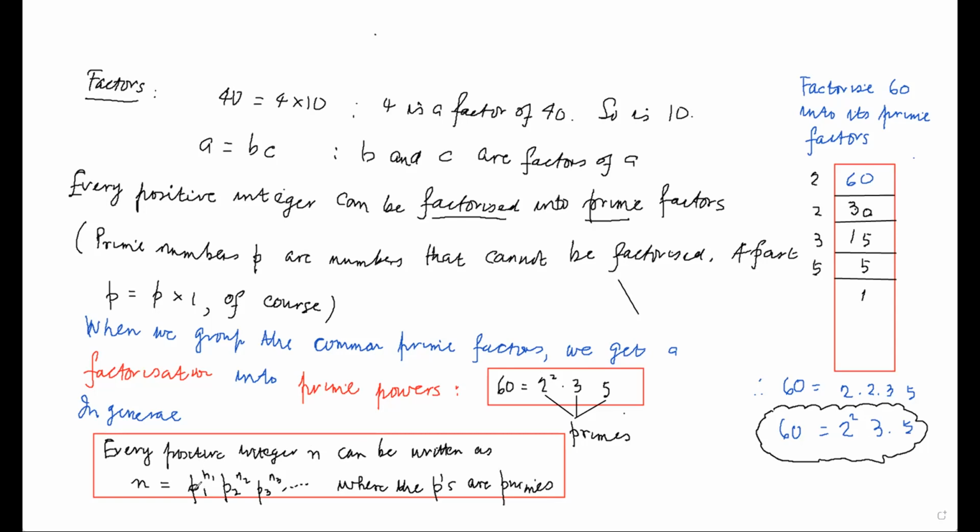The base is a prime number, and this is the number of times the prime number goes into this. Like 2 went into 60 twice. So n1 is that number. And you can write it as a product of numbers which have all the bases of prime numbers.